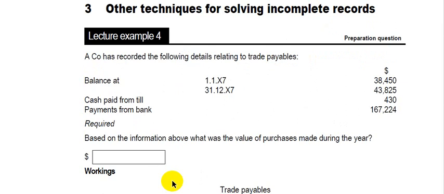So there are other techniques for solving incomplete records, which we are going to demonstrate in this question. Seco has recorded the following details relating to trade payables. You've got the balance of the trade payable at the beginning of the year and the balance at the end of the year. Cash paid from till, and then you've got payments from bank. They're required, based on the information provided, to calculate the value of purchases made during the year.